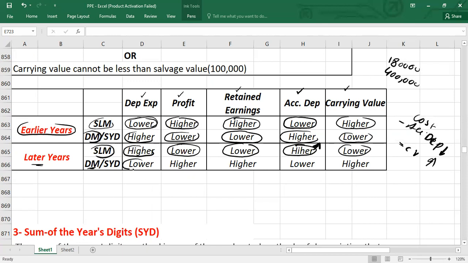The declining method will give you lower depreciation in the later years. It means a higher net income. If net income is higher, your retained earning will also be more. If your depreciation is lower, of course your accumulated depreciation is also going to be lower and carrying value is going to be high. I hope, guys, it is clear.